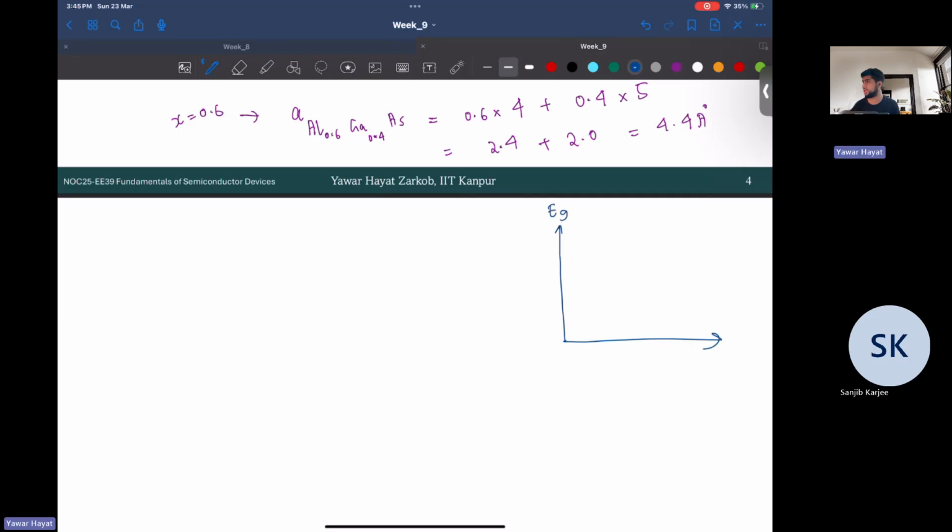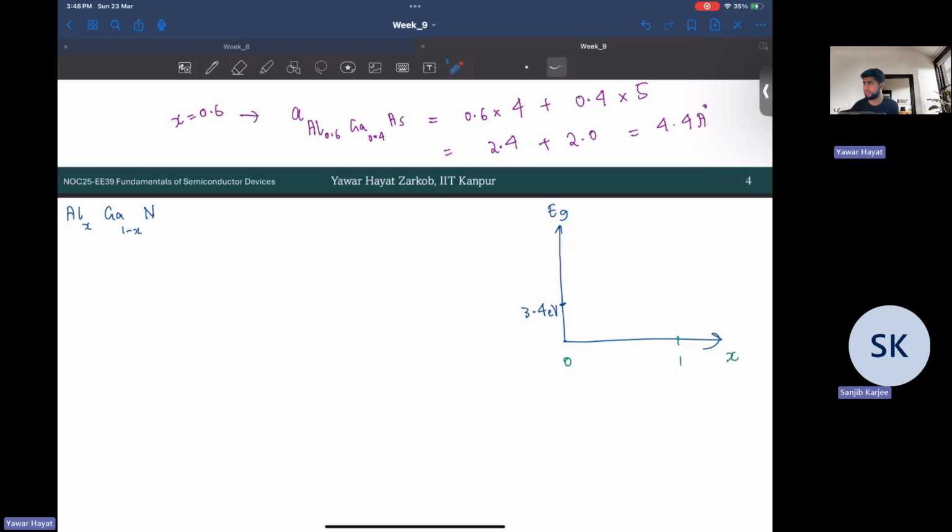Suppose this is Eg, and suppose I take the example of aluminium gallium nitride. This would be X, this would be 1 minus X. This is X equal to 0. When X is 0, this is gallium nitride, and the band gap of gallium nitride is 3.4 eV. And when X is equal to 1, this is aluminum nitride.